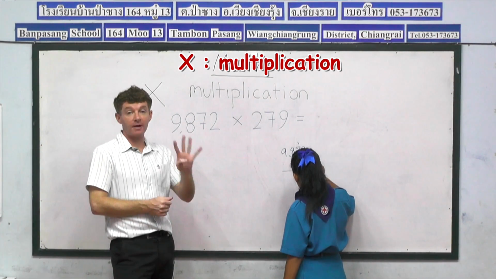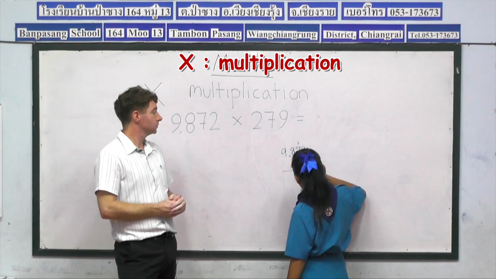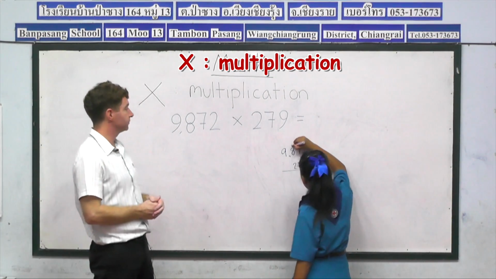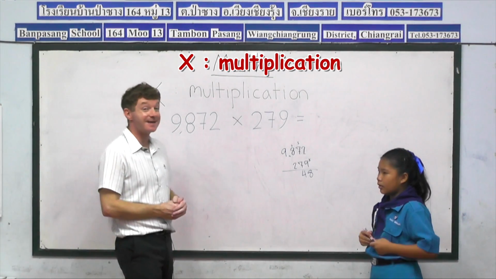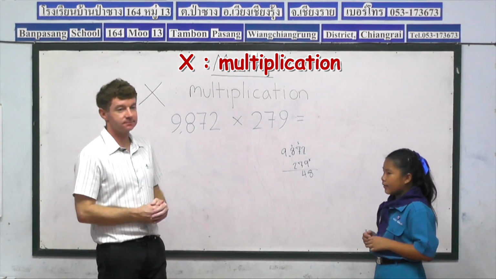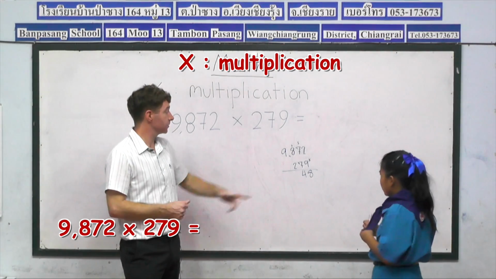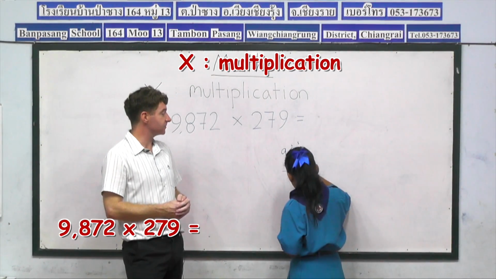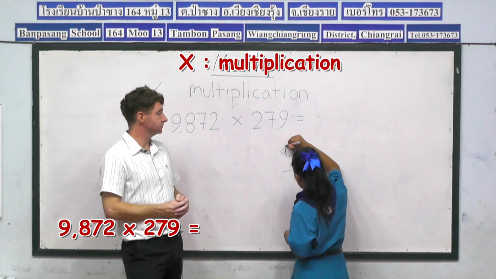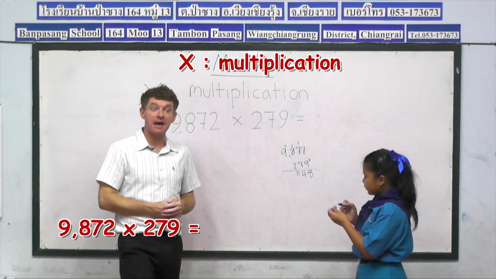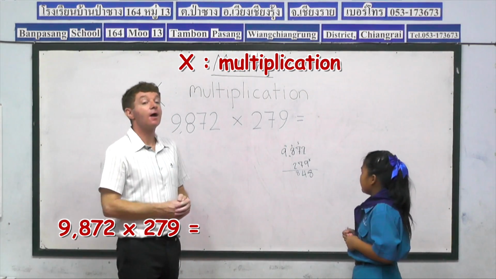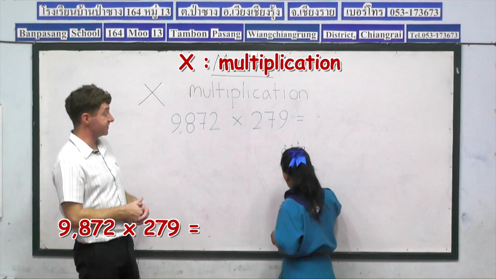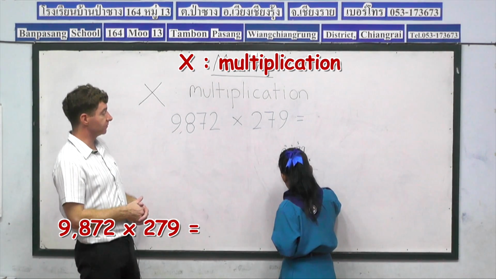64. So write the 4. Write the 4 and carry 6. Excellent. Now, 9 times 8, 72. Plus 6, 78. So we write the 8 and carry the 7. Now, 9 times 9, 81 plus 7, 88. So we can write 88 because we've nowhere else to take it.